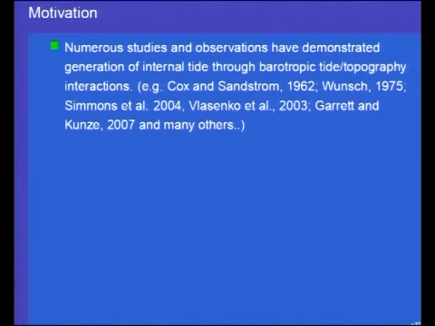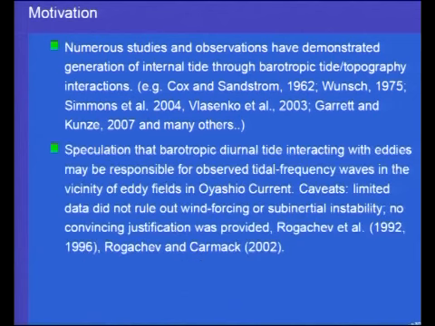All right, so the motivation. First of all, let me just say that there have been lots and lots of studies that have shown that a barotropic tide can scatter off of topography and generate internal waves, and that's a very efficient mechanism. That's an example of a bottom inhomogeneity. It's a scattering problem off of bottom inhomogeneity.